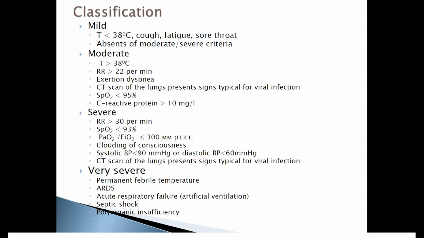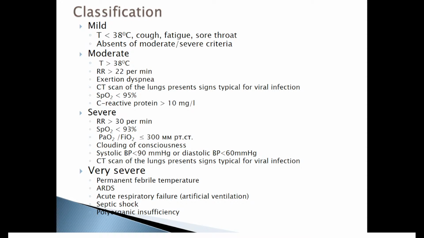In case of severe COVID-19, respiratory rate is more than 30 per minute. Saturation is less than 93%. So moderate is from 93 to 95%, severe less than 93. Partial pressure of oxygen is less than 30 millimeters of mercury. There is clouding of consciousness. The patient may be unconscious, may be very significantly excited, may have poor orientation in time and place. And he very commonly has low blood pressure, a drop of systolic BP below 90 millimeters of mercury and diastolic below 60. CT scan of the lung presents signs typical for viral infection.